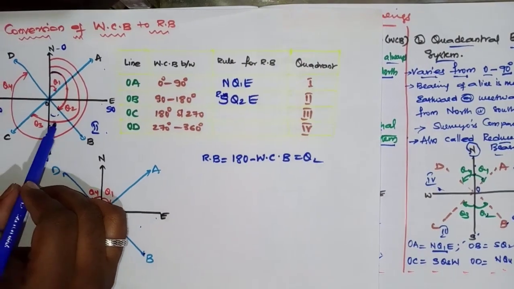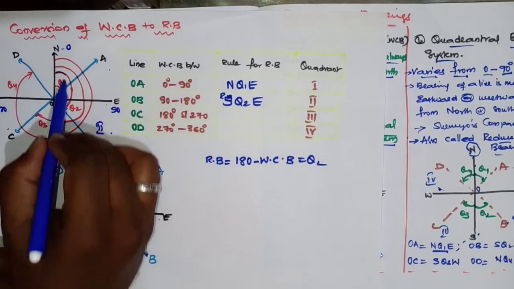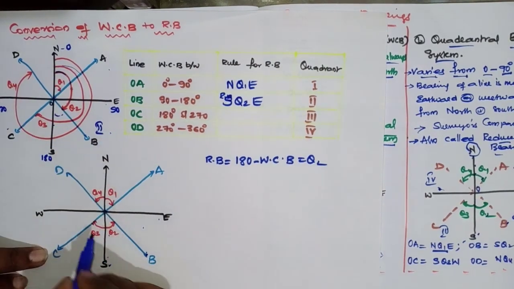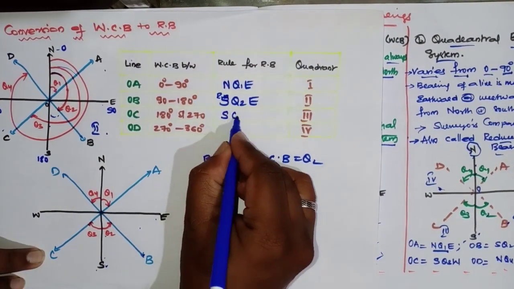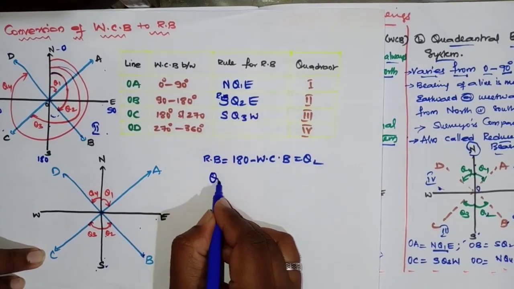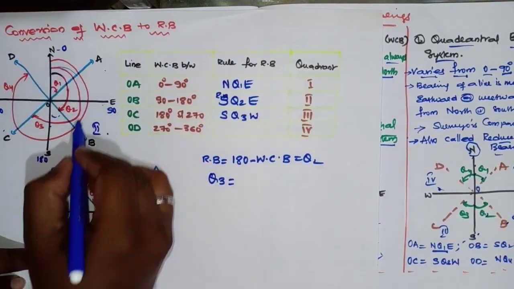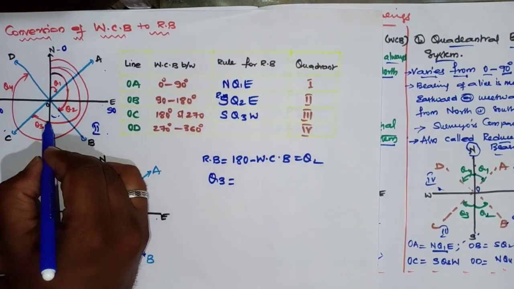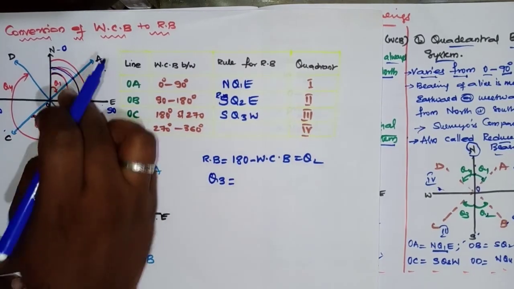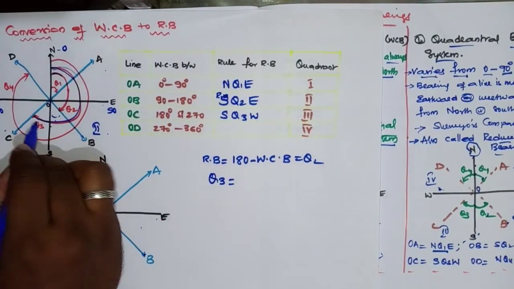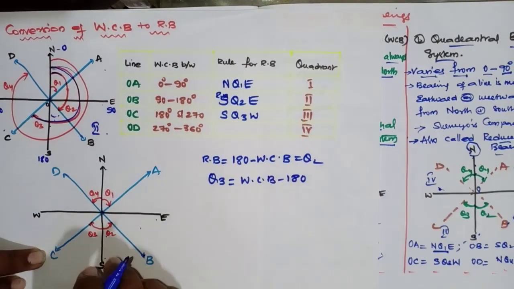Next, see, the whole circle bearing for a line lying in the third quadrant is more than 180. But in the reduced bearing system it is southwest. The designation will be south theta 3 west. But what is theta 3 here? See here, from here to here it is WCB minus 180. This red line is WCB minus 180. So total this one minus 180, I will get theta 3. So theta 3 equals WCB minus 180. This is the rule.